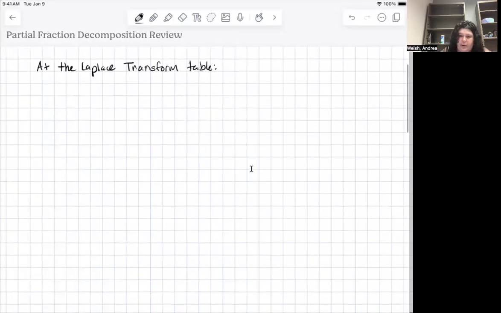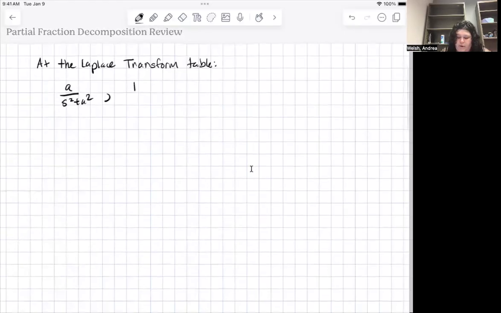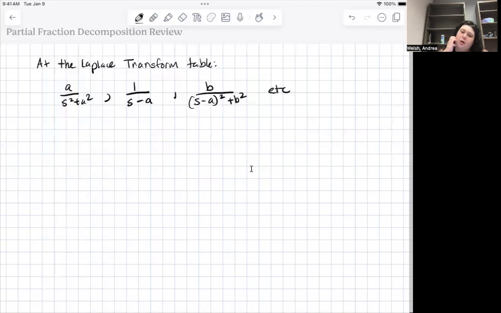So we see things like a over s squared plus a squared. We see 1 over s minus a. That's going to be a common one. We see b over (s minus a) squared plus b squared, etc. One of the things we notice about all of these is that these are single factors on the bottom. We can't factor these any more.